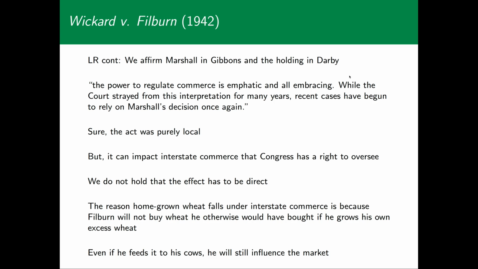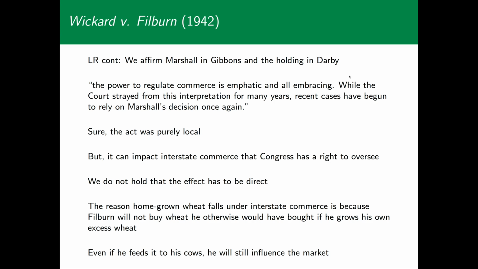They admit that the act was purely local. Obviously, it's very micro. It's on Filburn's farm. But they say because that can impact interstate commerce, Congress gets to oversee that. They say we do not hold that the effect has to be direct, right? So here we go. We're done with this indirect-direct distinction. It's all about whether something affects commerce.